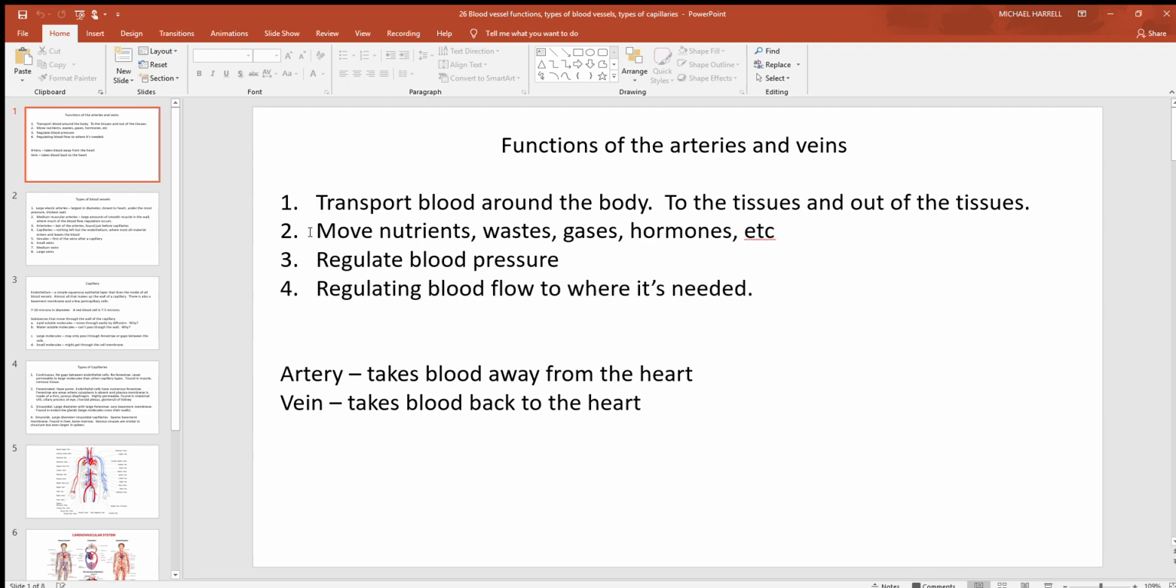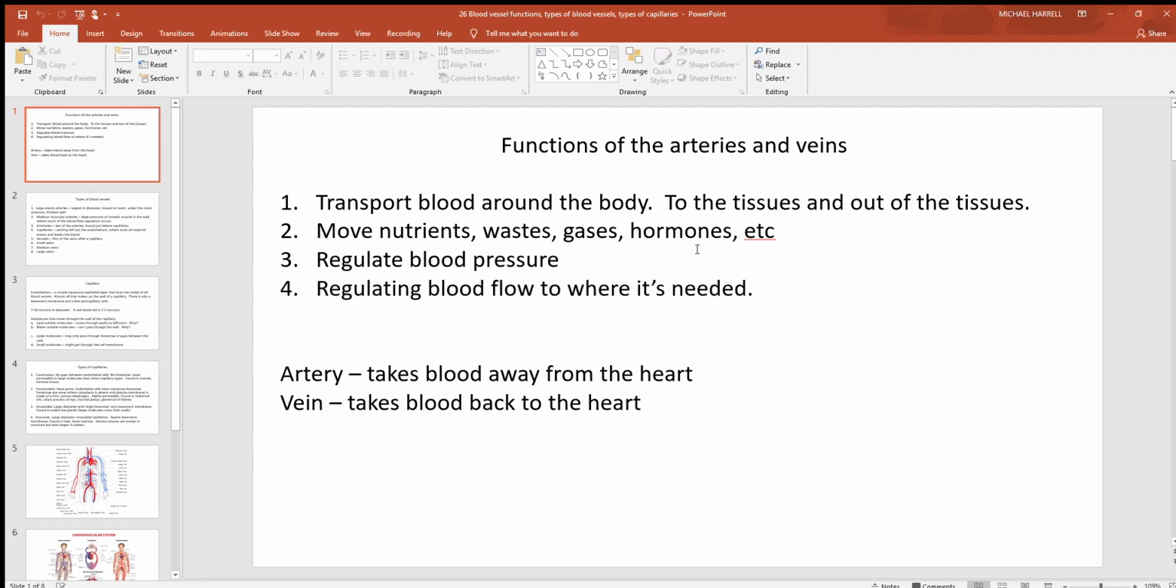Moving nutrients. You can think of nutrients as anything a cell needs, anything as simple as water, sugar, ions, proteins, amino acids, whatever that may be. You've got to get the waste products out. They will build up and they will kill cells in all tissues. You've got to move gases. You always hear about a discussion of oxygen and carbon dioxide. Those will be looked at more in other chapters.